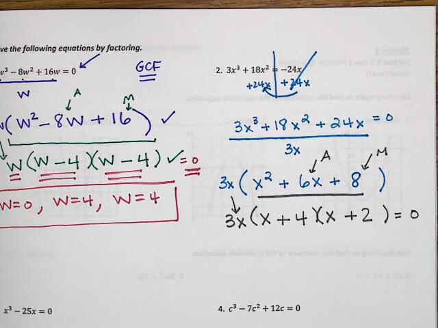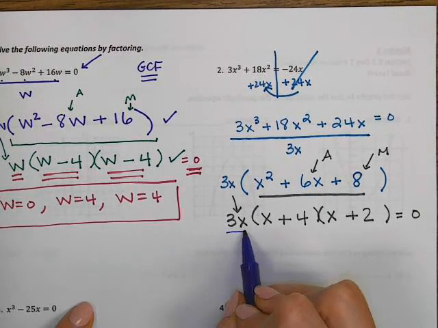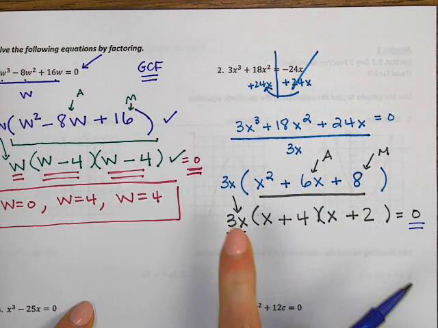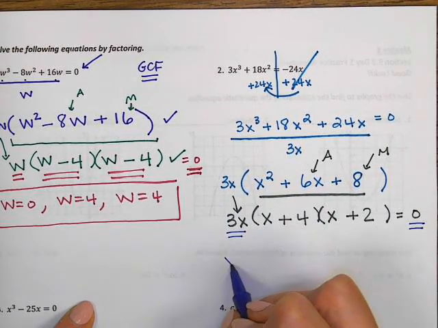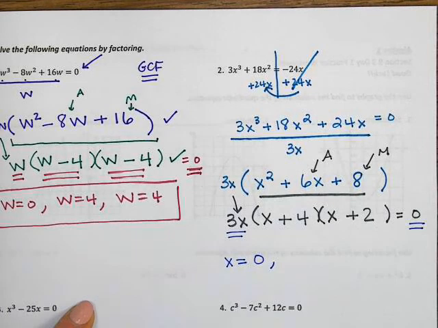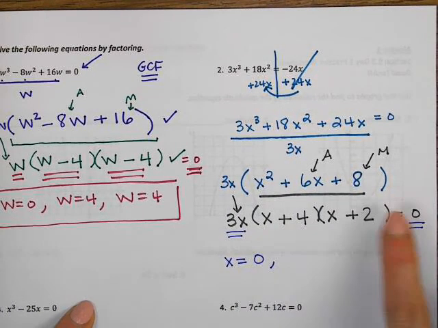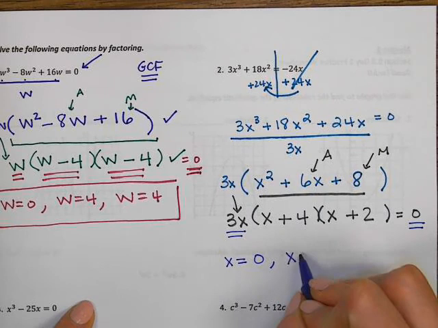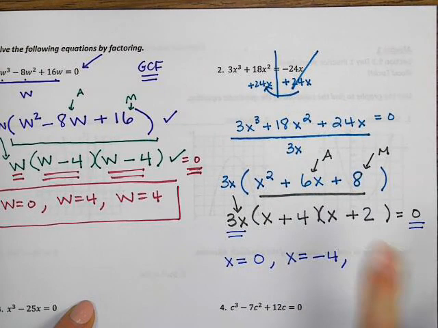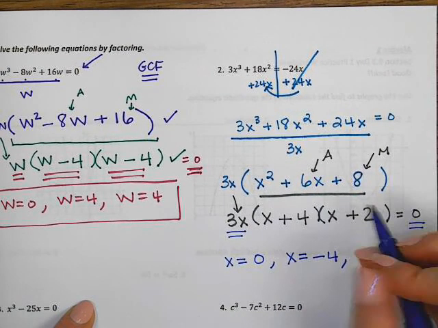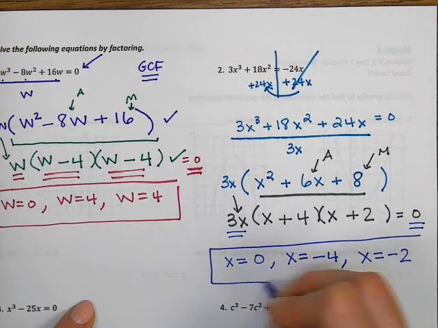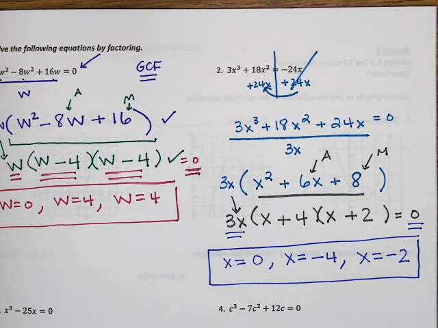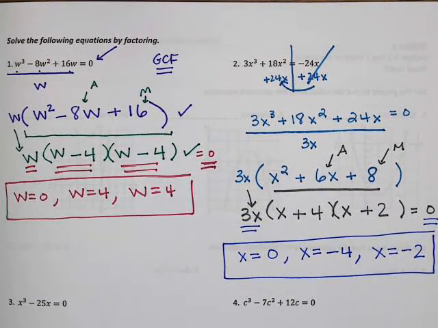Okay, now that we're factored, we're ready to solve. So when you set 3x equal to 0, you would divide by 3, and 0 divided by 3 is 0. Okay, this one you would subtract 4, so the answer is the opposite, negative 4. And this one you would subtract 2, so the answer is the opposite, which is negative 2. Okay, so that's factor and solve.